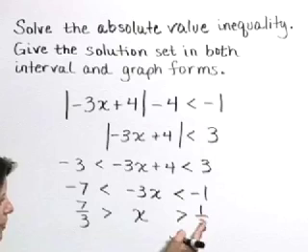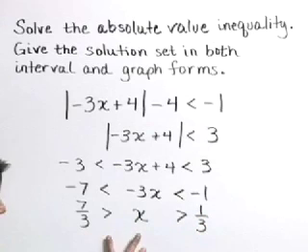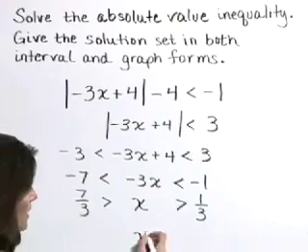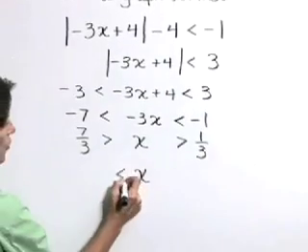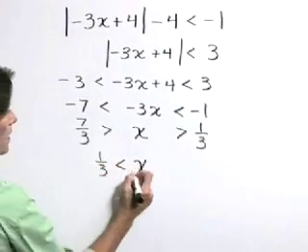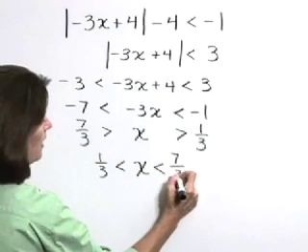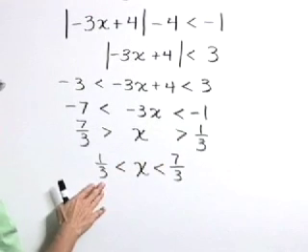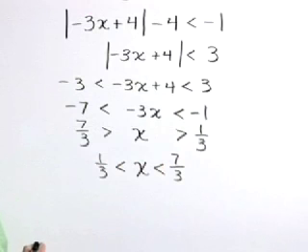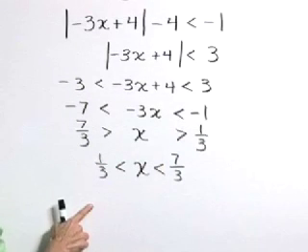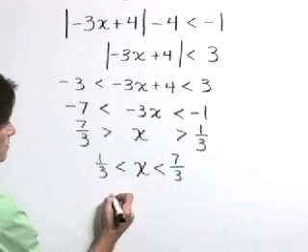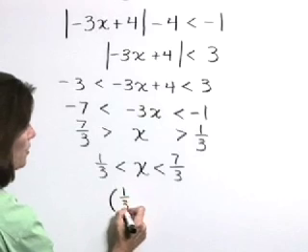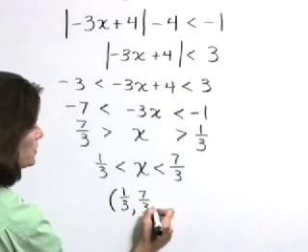Now notice that 1/3 is smaller than 7/3, so let's go ahead and mirror image this statement around and write this as all x values that are greater than 1/3 and less than 7/3. It looks a little better. It reads more easily if the smaller number is on the left, larger number on the right. Now let's write this solution in interval form as 1/3 to 7/3.